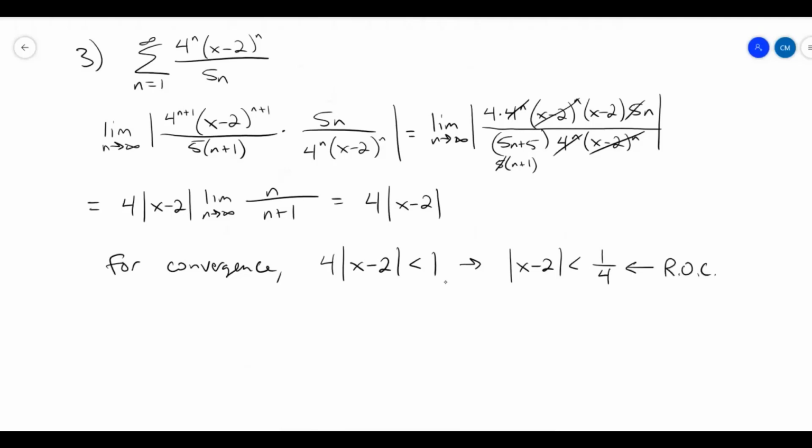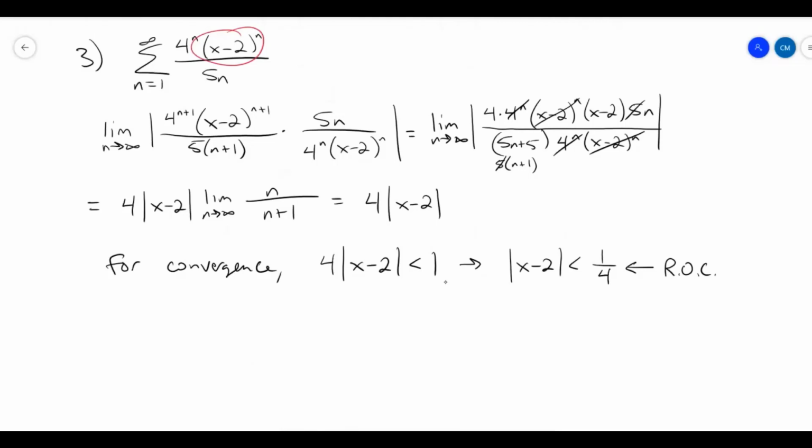This is telling us that it's going to converge 1/4 away from the center. The center in this case being 2. Remember, the center is the number that makes the whole thing 0. And so in this case, coming back to the original function there, the number that makes that 0 is 2. And so 2 is the center of this power series.